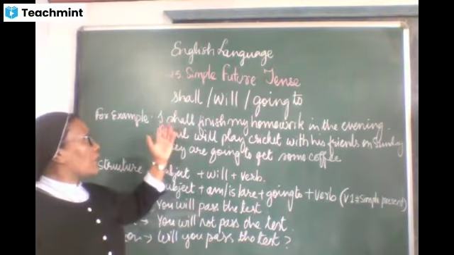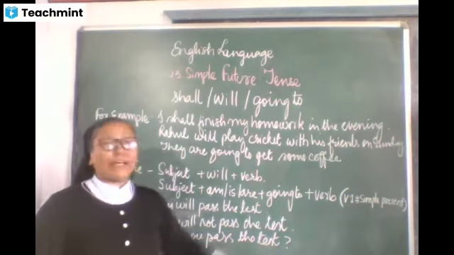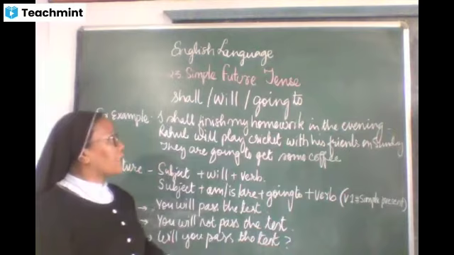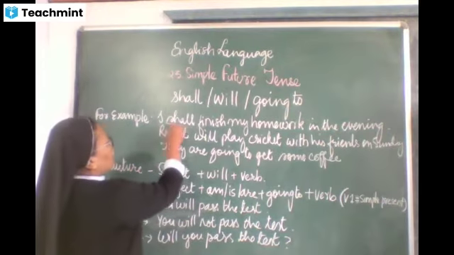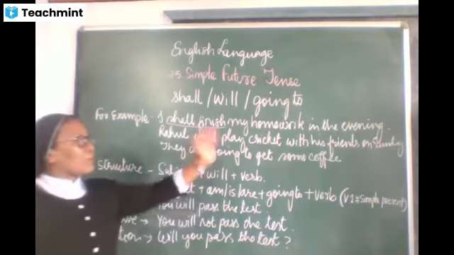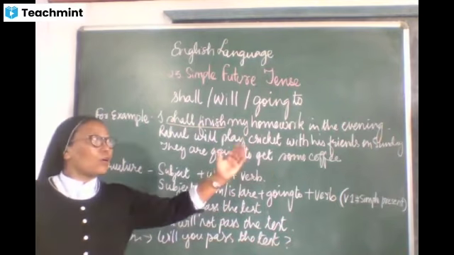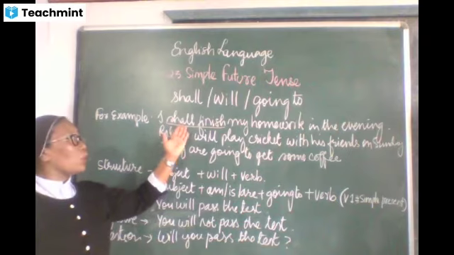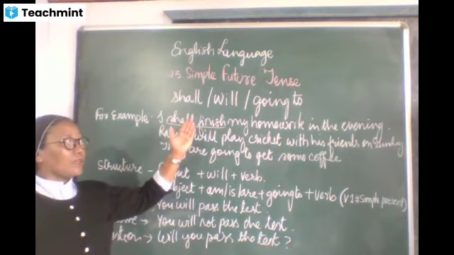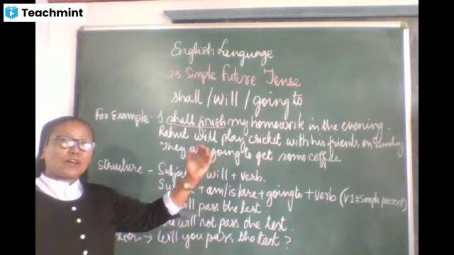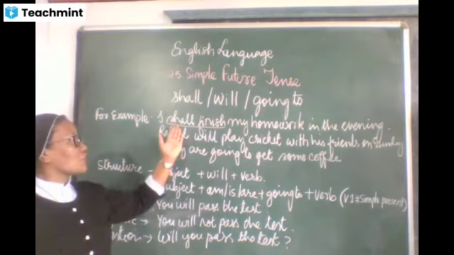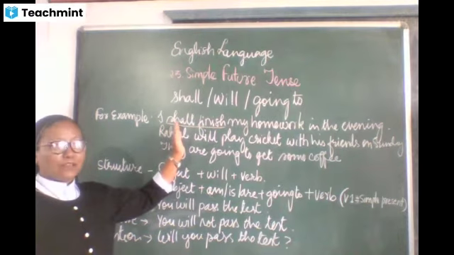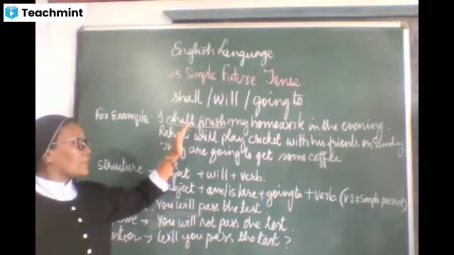See in the example, I shall finish my homework in the evening. So, it's my plan to finish my homework in the evening. So, I shall finish. Okay, so I'm talking about completing my homework in the evening. It's future time. So, I use the word shall to express the action that I'm going to complete in the future.